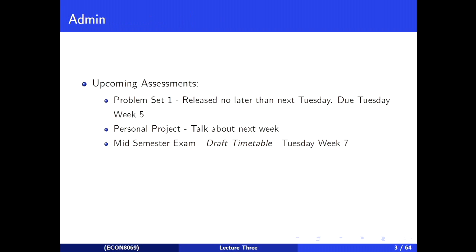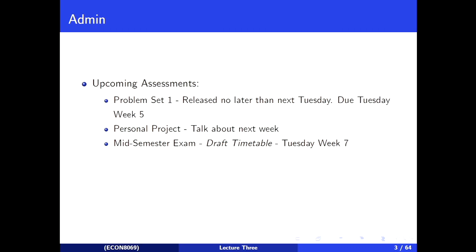To start off, some light admin, so just notice the upcoming assessments, because they are now upcoming reasonably soon. Problem set 1 is due on Tuesday of week 5, and will be released no later than Tuesday of week 4. This is a relatively small assignment. It's worth 7.5%, so it's worth a reasonable amount. It's not nothing, but it is intended to be a relatively small, not too difficult assignment. I can talk more about this next week if you'd like. Oh, no, I won't. I'll talk about all of it now.